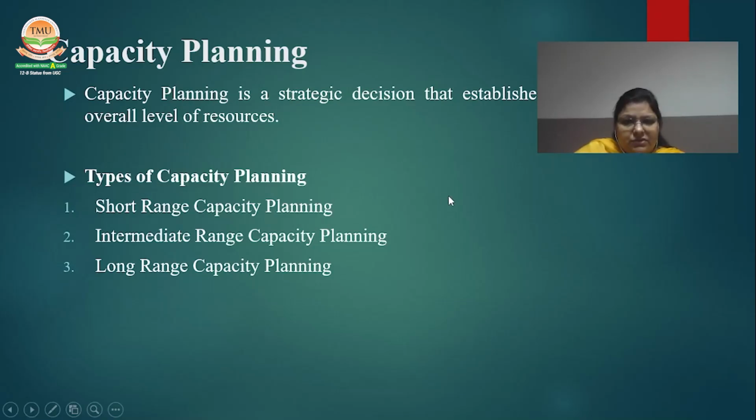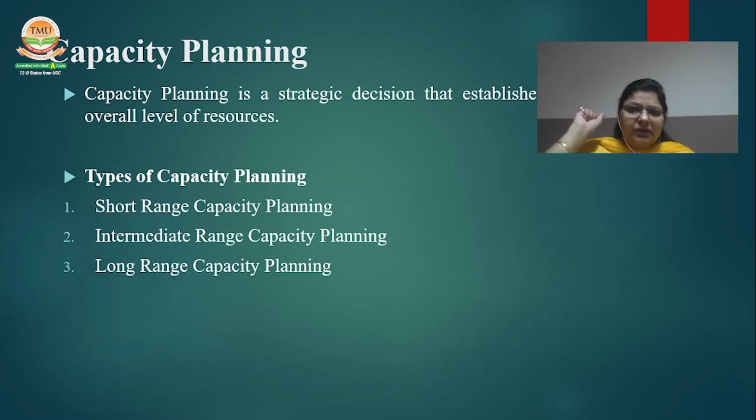Now, what is capacity planning? Capacity planning is a strategic decision that establishes a firm's overall level of resources. It means capacity planning is an overall strategic decision which we take to establish a firm's overall resources. Next, what are the types of capacity planning? Number one is short range capacity planning, number two, intermediate range capacity planning, and number three, long range capacity planning.